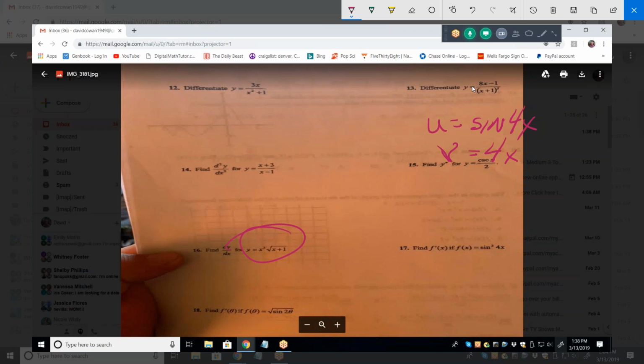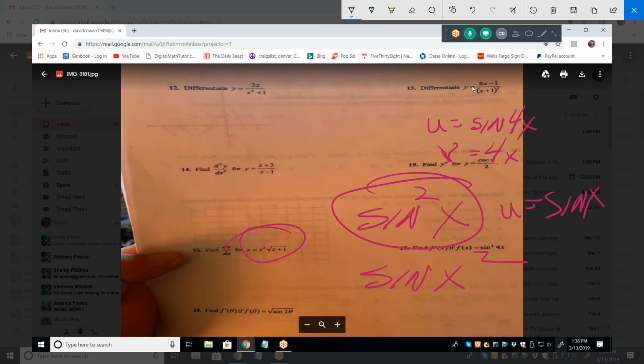It's a subtle distinction between finding the derivative of that and finding the derivative of that. In this case, u is sine x. In this case, u is x squared. Okay. And in this case, you've got both. So it's definitely a double chain rule application, as is this one.